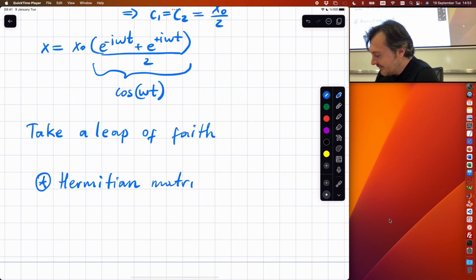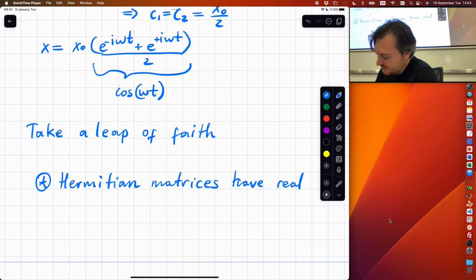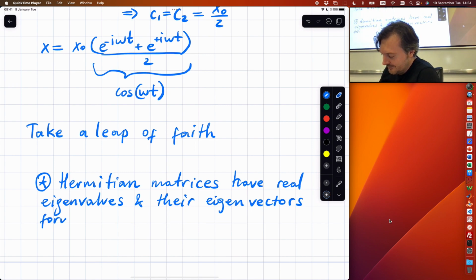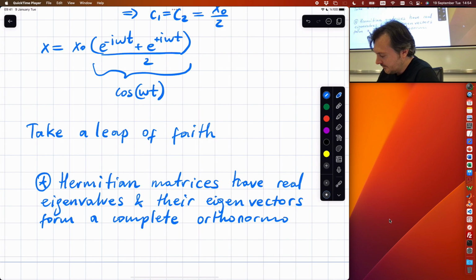Matrices. Exactly. Have real eigenvalues and their eigenvectors form a complete orthonormal basis.